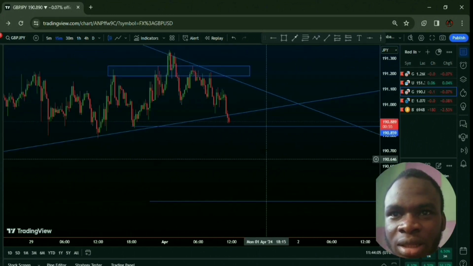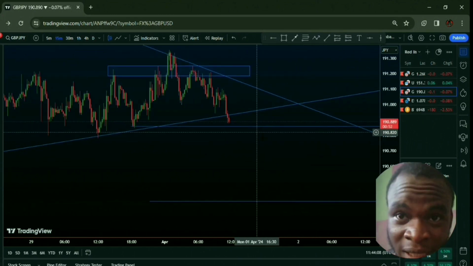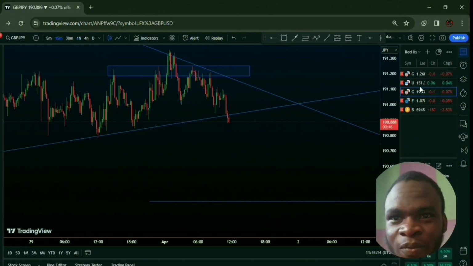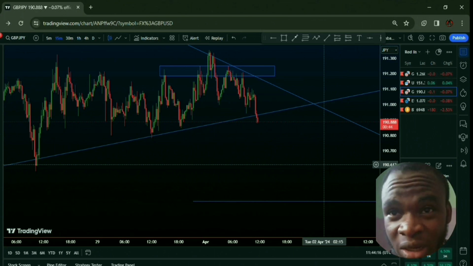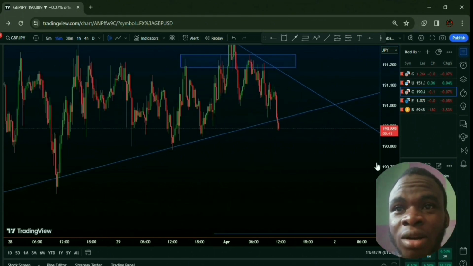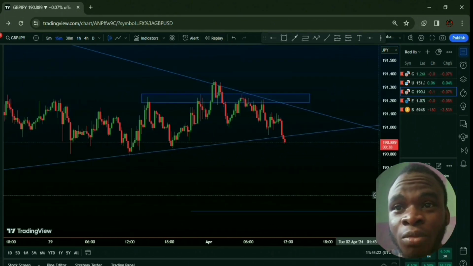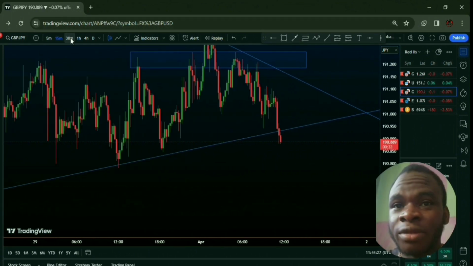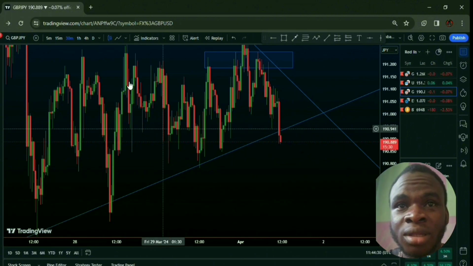So now I think I've given a brief explanation about head and shoulder, just in case for those people who don't know about head and shoulder, right? So now I'll be looking for an example. I'll be looking for a shorting opportunity from here, and let me see if I'll see one.